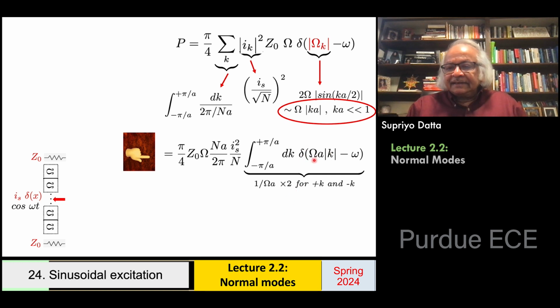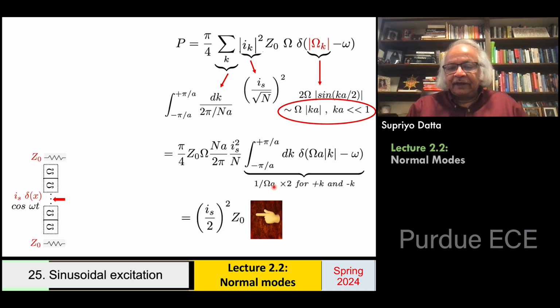And this integral, when you do it, this delta function, when you integrate it, you get 1 over omega a. And I have to multiply it by 2 because I get one peak in this delta function when k is positive and one peak when k is negative. So we end up with a factor of 2 there. So that's it. And when you put that together, you'll notice these things cancel out and you get Is over 2 squared times Z0. So we went through a bit of algebra and it'll take you a little while to get comfortable with it. But at the end, you get a pretty simple result.